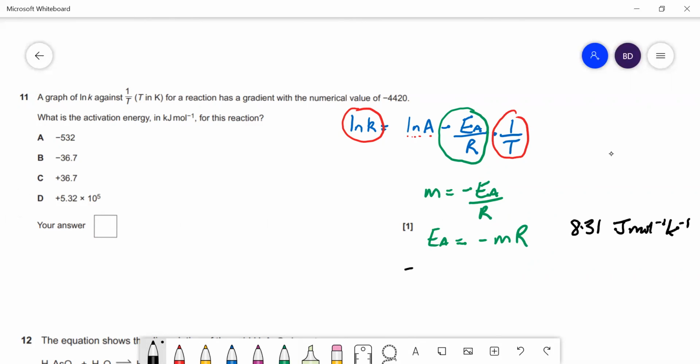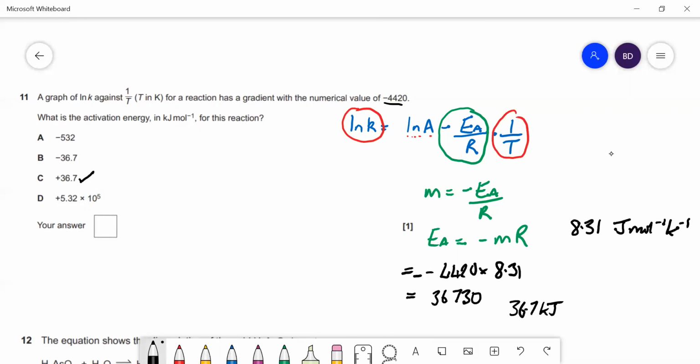So let's put the numbers in. The numerical value of the gradient is that, so it's minus 4420, and this is the minus gradient, multiplied by 8.31. That gives us a value. So those two minuses give us a plus. It gives us 36,730 joules, which is 36.7 kilojoules per mole. Okay, so that is that, and it's a positive value.